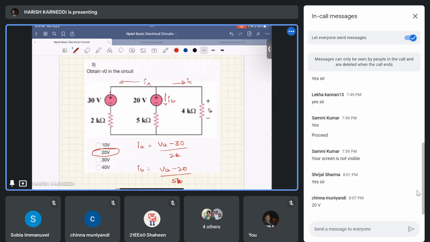Is it clear? Anyone have any doubts in this? Good, Channa, you are right. It's 20 volts only. Anyone has any doubts?